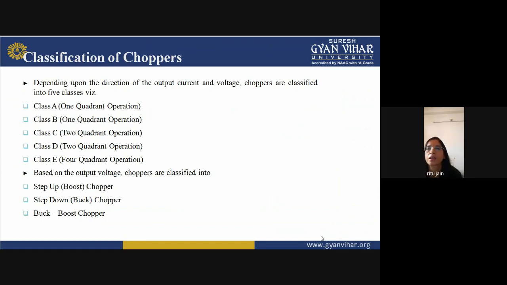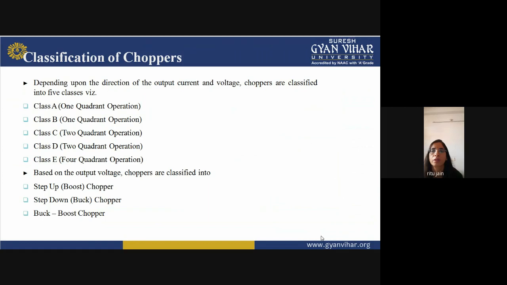So, the chopper can be classified into 5 parts, and the classification depends on the direction of your output current and voltage. One is the class A chopper, that is called a one quadrant chopper because in this quadrant the voltage and current both are positive. Then class B chopper, this is also a one quadrant operation.